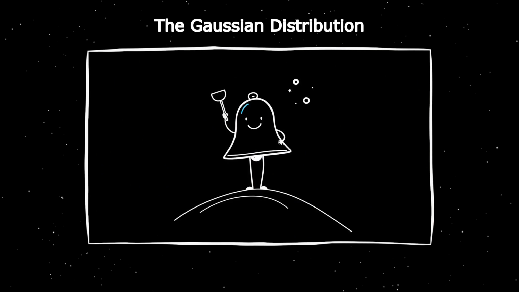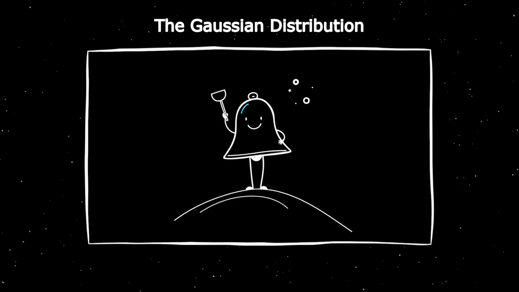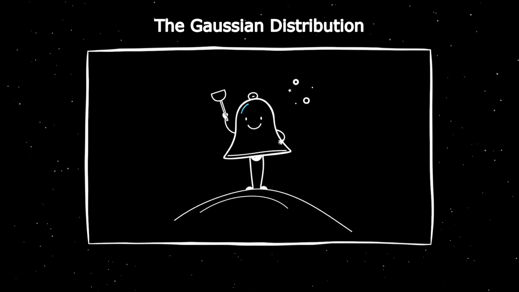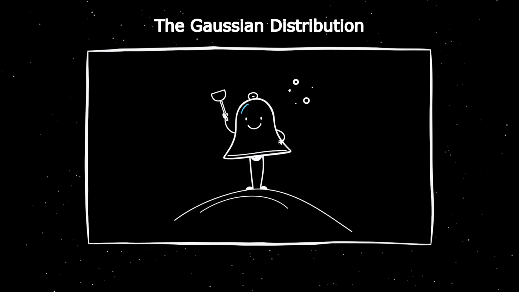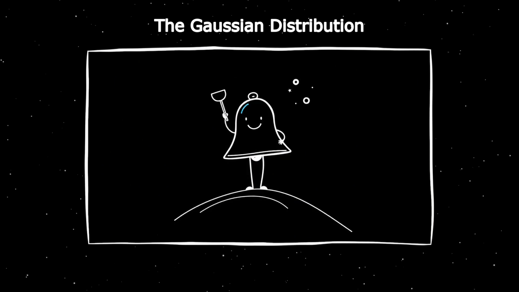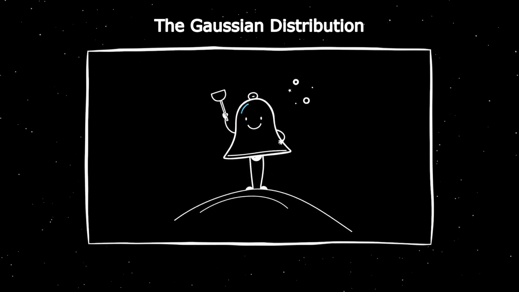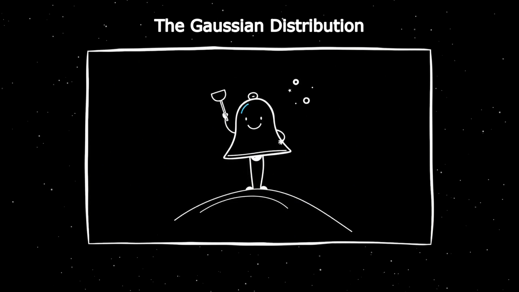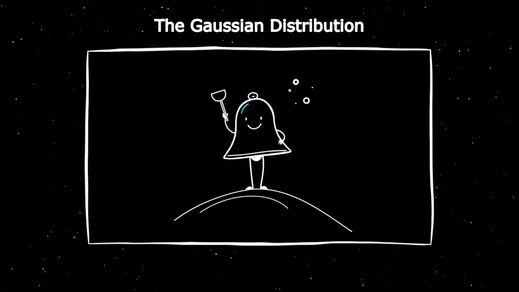The Gaussian distribution is defined by two parameters, the mean and the standard deviation. The mean provides the center of the distribution, indicating where most of the data points lie. The standard deviation, on the other hand, offers insight into how spread out the data is. A smaller standard deviation suggests that the data points are clustered tightly around the mean, creating a narrow, tall bell curve. In contrast, a larger standard deviation indicates a wider, flatter bell curve, showing that the data points are dispersed more broadly.